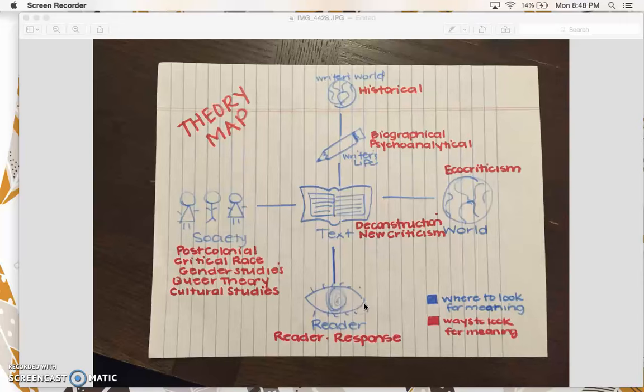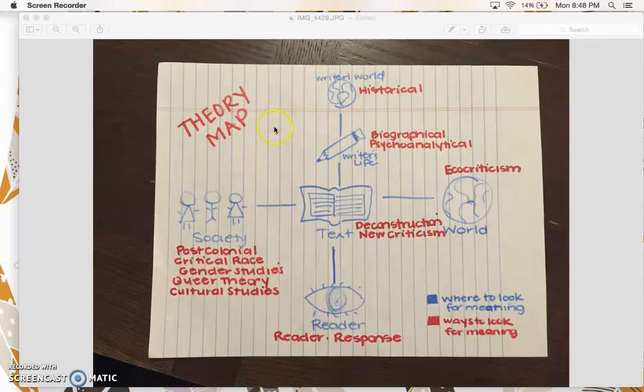Take whatever color you had first and make a little key to the side and denote that that color, whichever one you used, stands for where to look for meaning. When you have finished, switch colors back to what you used to label the theories as. Again, these theories are different ways to look for meaning when we read a text. Denote that with your key.